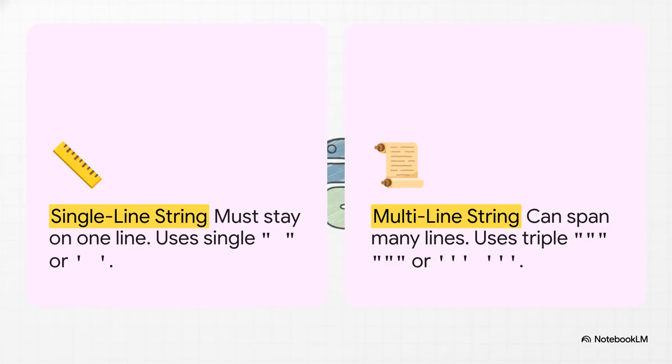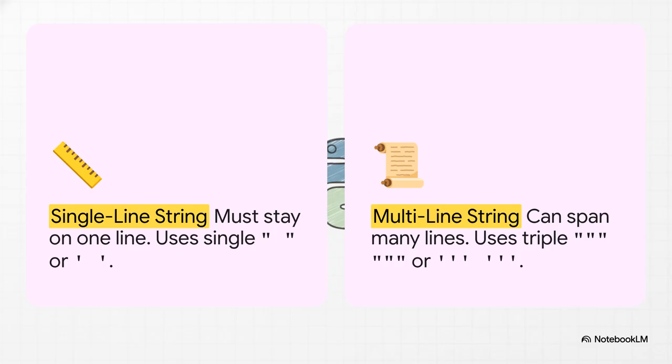Okay, but what if you've got a whole paragraph to write? Normal quotes, the single or double ones, need to stay on one line. But that's where this neat little trick comes in: triple quotes. You use three of them at the start and three at the end, and suddenly you can write text that goes on for multiple lines.